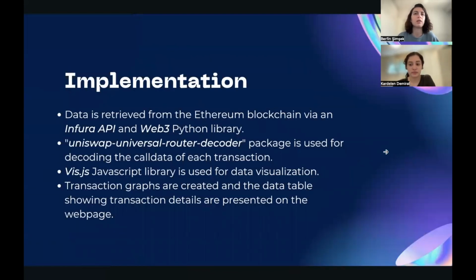Our solution includes extracting and decoding Uniswap transaction data using several Python libraries, including Web3 and Uniswap Universal Router Decoder. The requested transaction data is retrieved from the Ethereum blockchain via an Infura API endpoint, and the data is cleaned and analyzed, decoding the call data of each transaction.